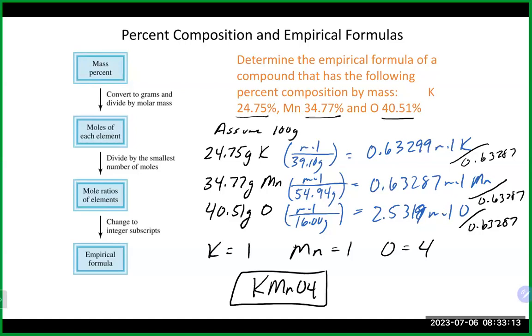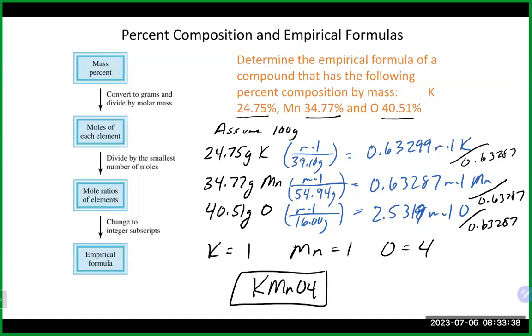Question on any of those steps there? Okay. So this is a very common way to calculate the empirical formula: percentages to grams, grams to moles, divide by the smallest number of moles, and you get your empirical formula.